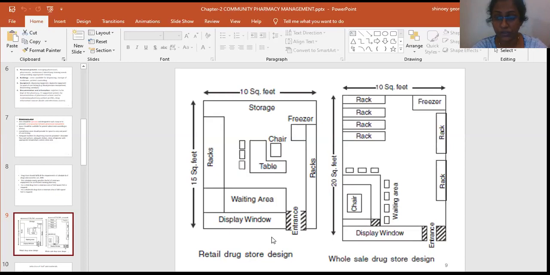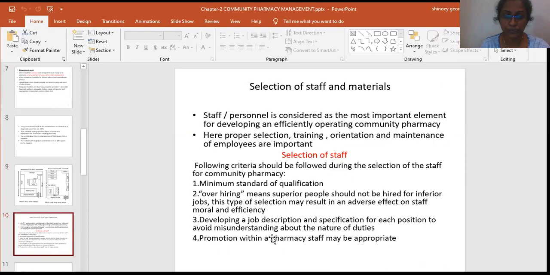Apart from that, for storing of drugs, separate areas are needed, and some kinds of drugs we have to store in a freezer or the refrigerator. So the presence of a refrigerator is also very important for a community pharmacy.